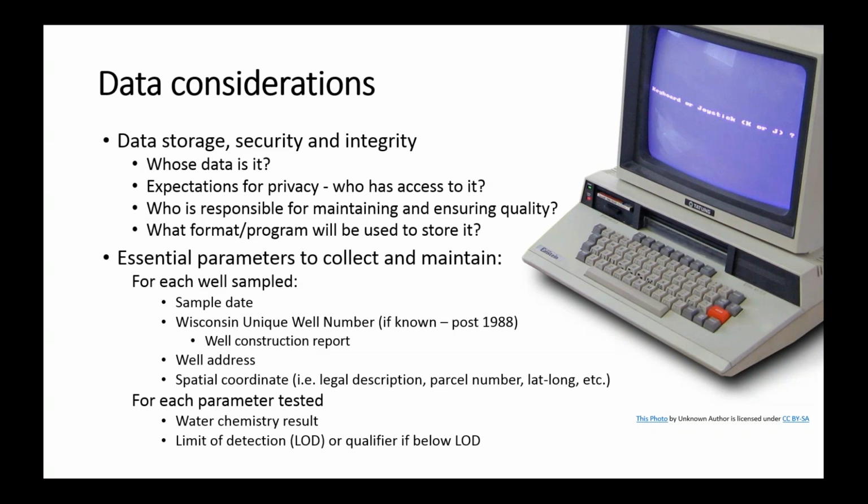It's oftentimes the case where you have a well address and it cannot be identified by a spatial coordinate 100% of the time. So the more information you collect ahead of time, the better you're going to be able to use it in the future for understanding some key questions. And then for each parameter, you obviously want that water chemistry result, but it's also important to know the limit of detection of the equipment, because a lot of the samples might come back below the limit of detection, and knowing what that is is important for doing statistics and other evaluation to that data.